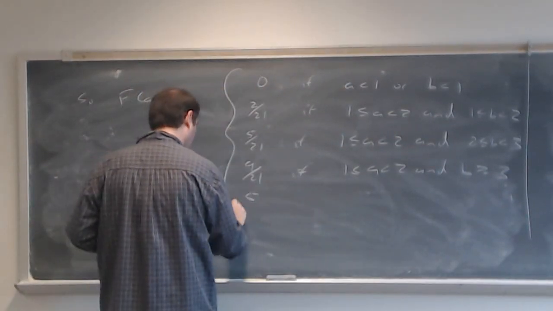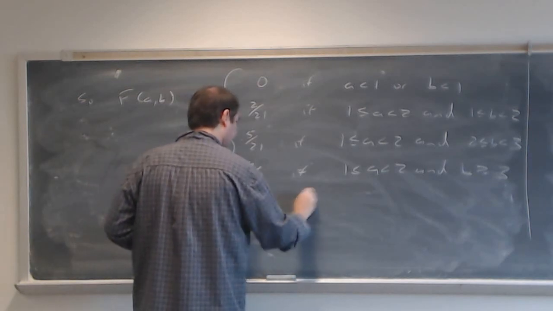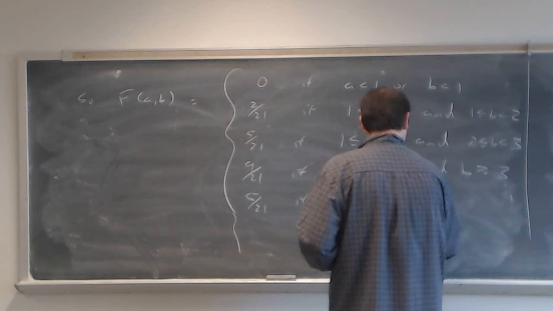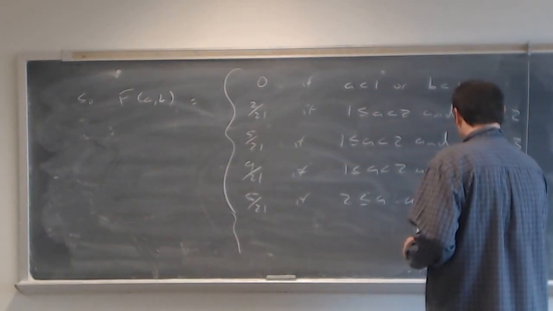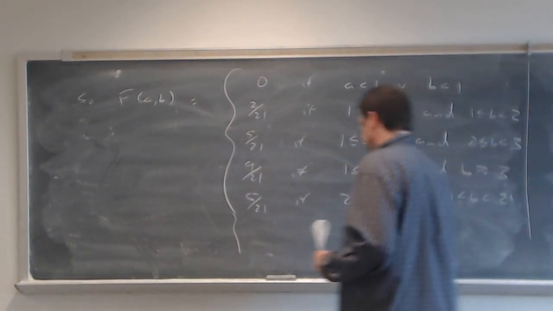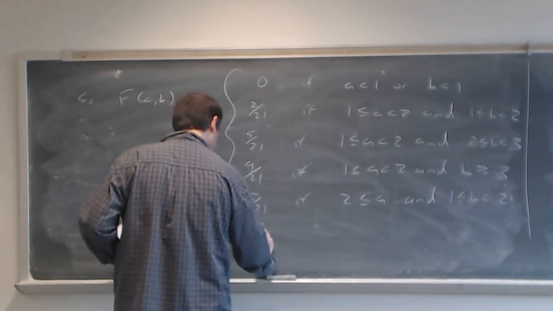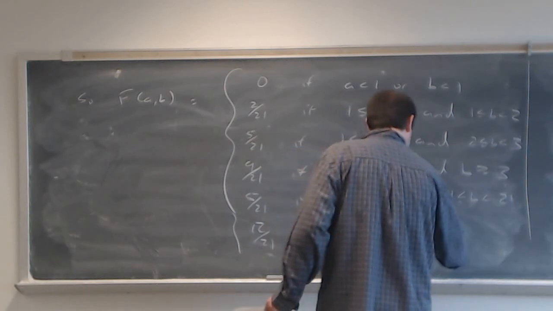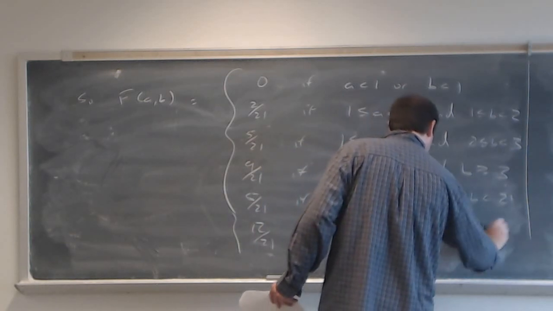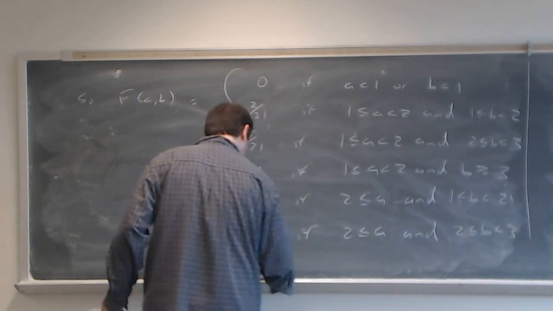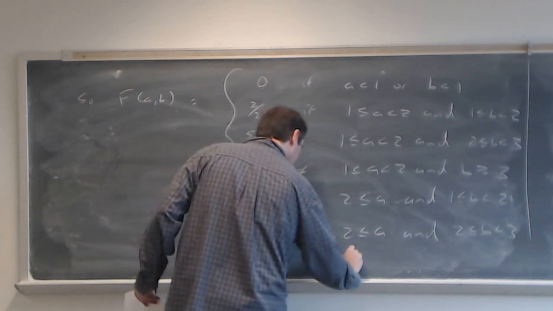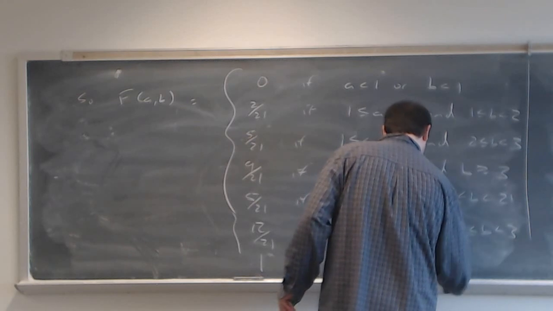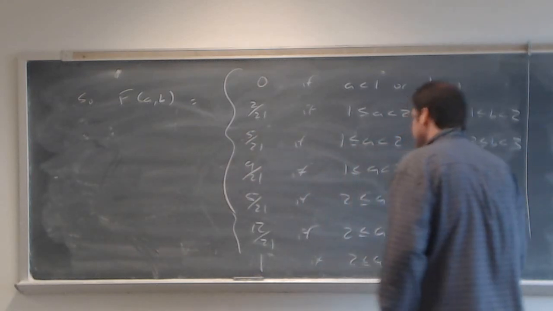It's equal to 5 over 21 if 2 is less than or equal to a, and 1 is less than or equal to b less than 2. It's equal to 12 over 21 if 2 is less than or equal to a, and 2 is less than or equal to b, which is less than 3. And finally, it's equal to 1 if 2 is less than or equal to a, so a is bigger than or equal to 2, and b is bigger than or equal to 3. And so that's the joint CDF.